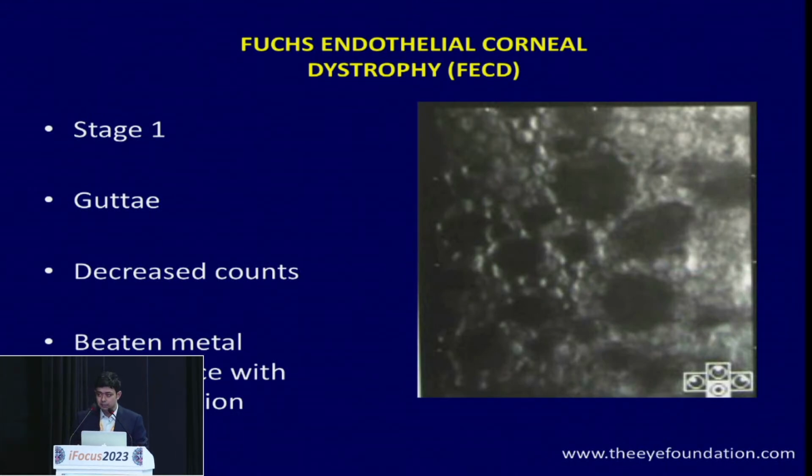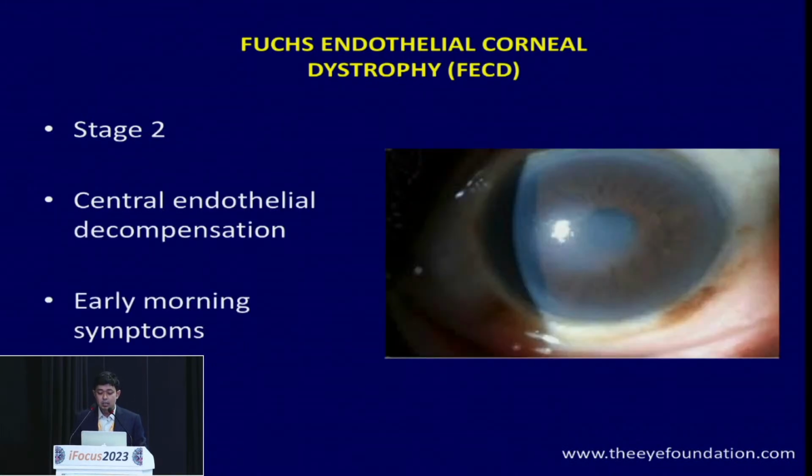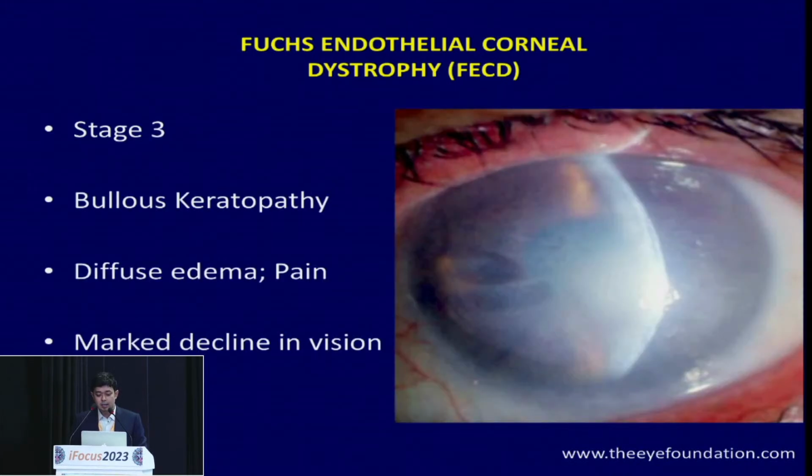Usually in stage 1, you have guttae, you have decreased counts, but many of them do not progress. So you could go ahead with a safe cataract surgery using viscoadaptive agents, and they do very well. But in stage 2 onwards, that is stage 2 where you have frank endothelial decompensation, patients have these early morning symptoms where there's more clouding in the morning. These are patients where you would have to combine the procedure with a DMEK or a DSEK.